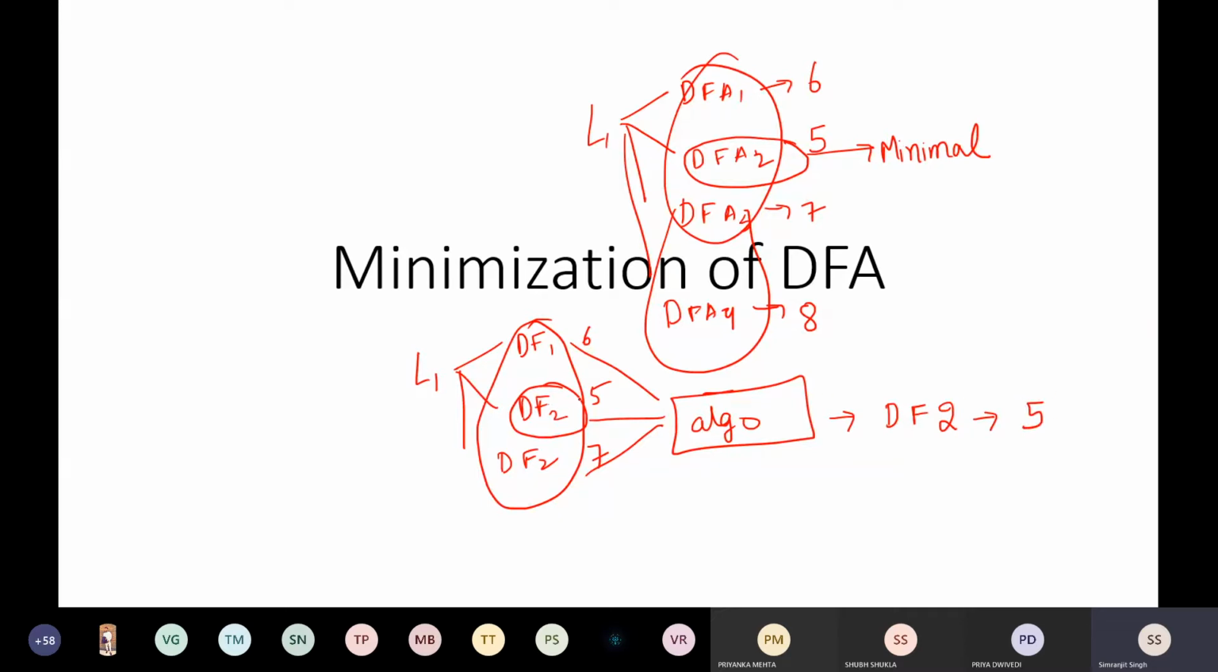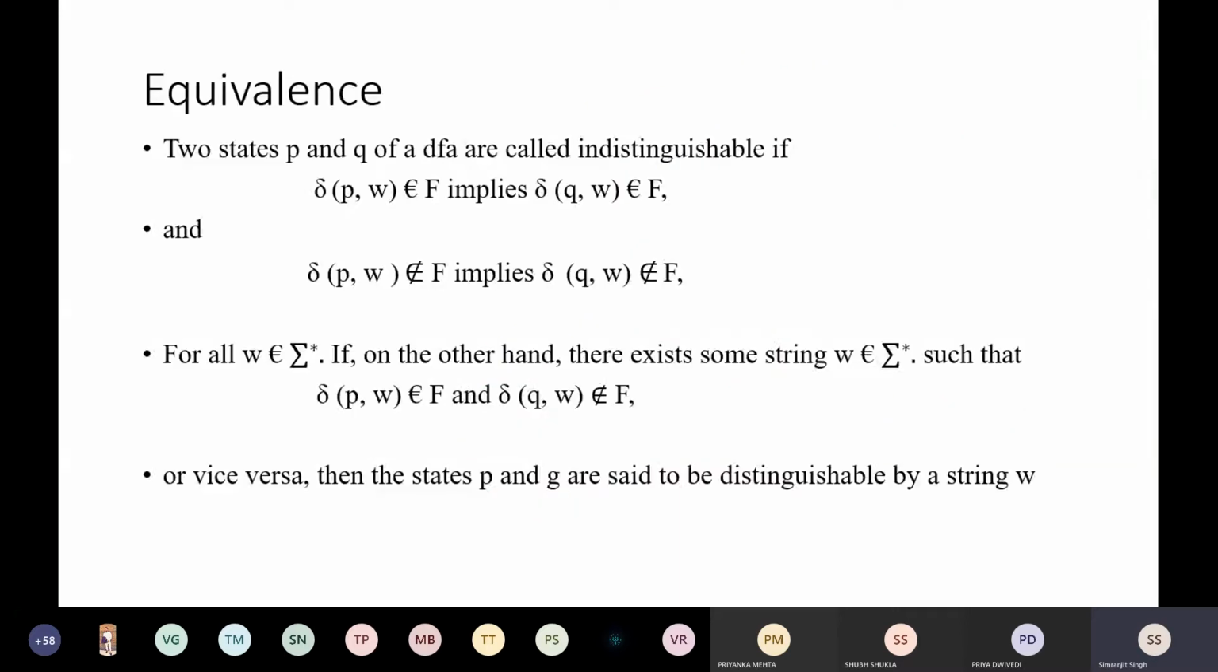If after inputting your DFA into this algorithm you again get the same number of states, it means that you have already designed the minimal DFA. So keep that in mind. This is a very simple process. There is nothing to read between the lines here.